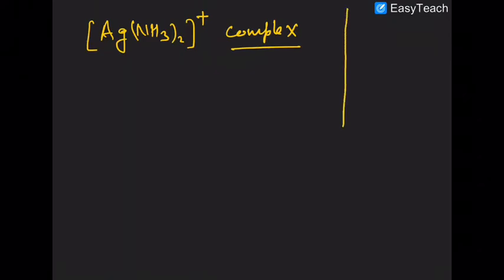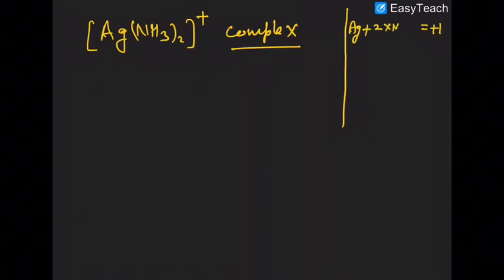Now look at this number. What is the name of this complex? This is a cationic complex. Then how would you name that? First you will find out the oxidation state of the metal. Overall charge on the complex is +1. You have to find out the oxidation state of silver.